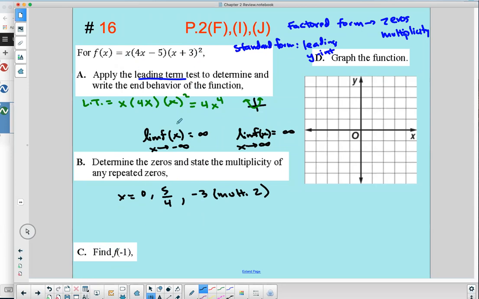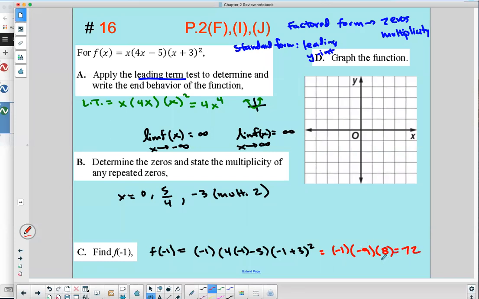Part C, you just plug in negative 1. F of negative 1 would equal negative 1 times 4 times negative 1 minus 5 times negative 1 plus 3 squared. Again, you could graph this in a calculator and figure out what that value is, but I'll just do it real quick. That's going to be negative 4 minus 5. That's going to be negative 1 times this becomes negative 9. And this becomes positive 2 cubed is 8. 2 negatives make a positive. That's going to be positive 72.